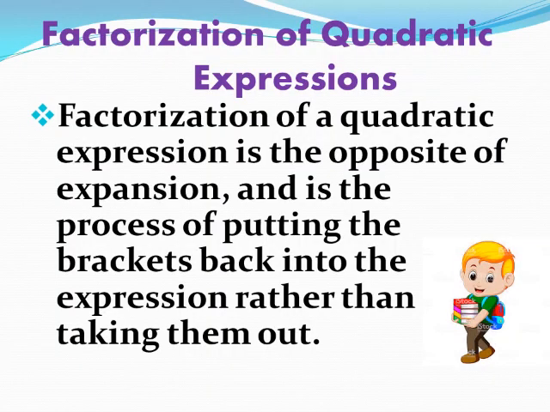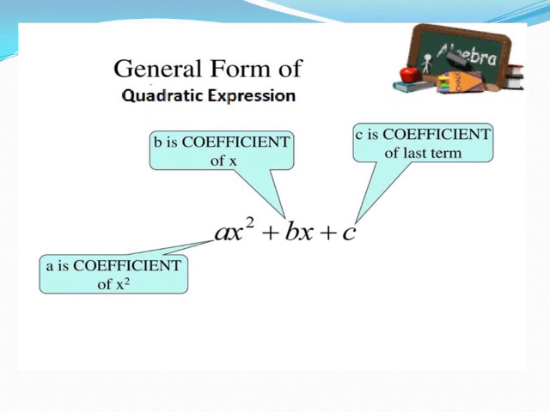Topic of this week is factorization of quadratic expressions. We have learned that factorization is the process of expressing an algebraic expression as a product of two or more algebraic expressions. Factorization is the reverse of expansion. General form of quadratic expression is ax square plus bx plus c. Here a is coefficient of x square, b is coefficient of x, and c is constant or coefficient of last term where power of x is 0.